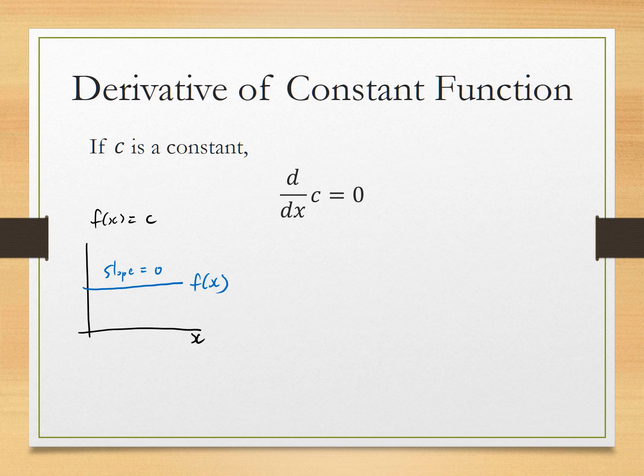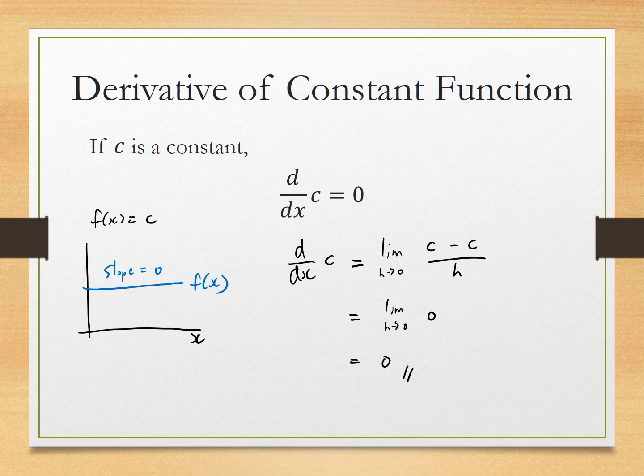You can also use the definition of the derivative to find that. So d/dx of c equals the limit as h approaches 0 of (c minus c) over h, right? Which is just the limit as h approaches 0 of 0, which is just 0. Okay, so this is a proof. It's a very simple proof.